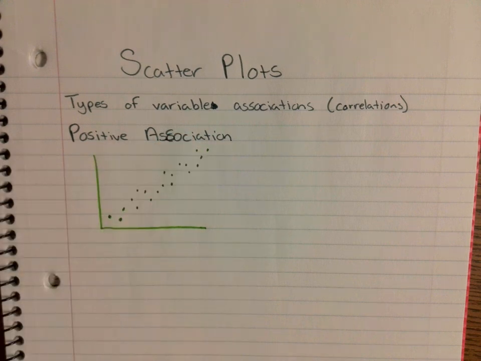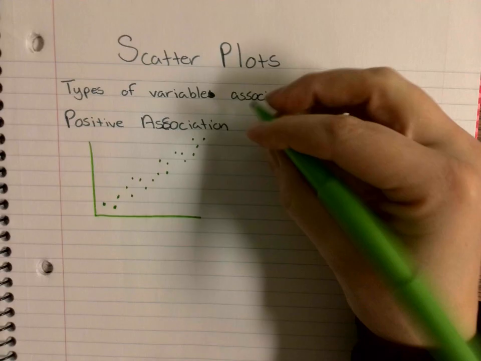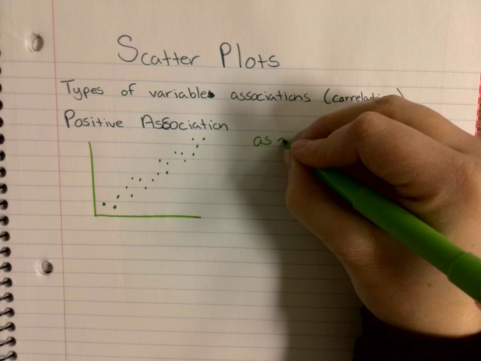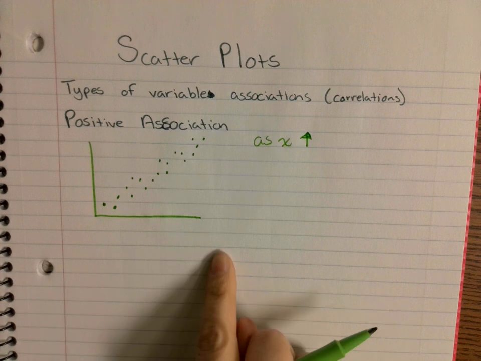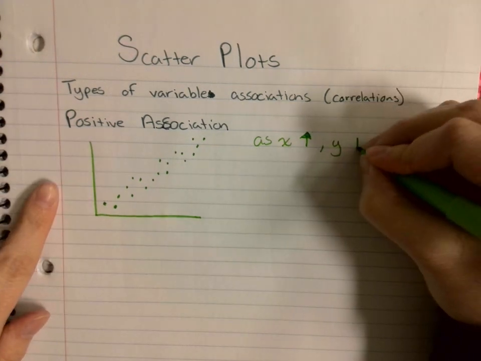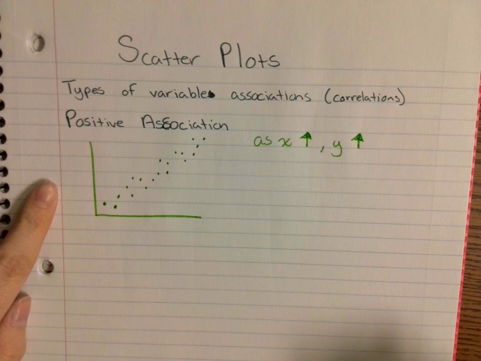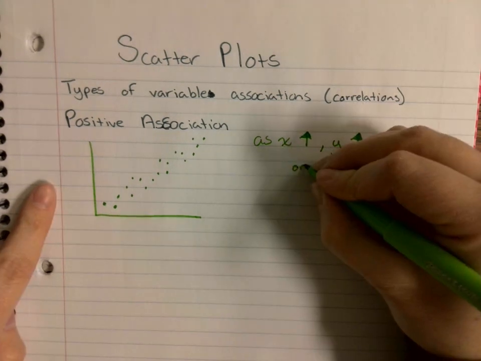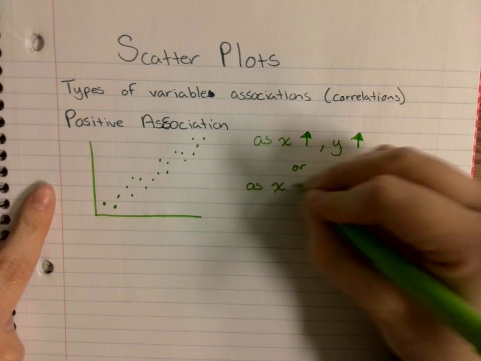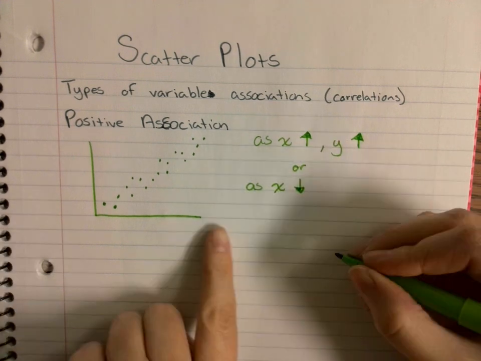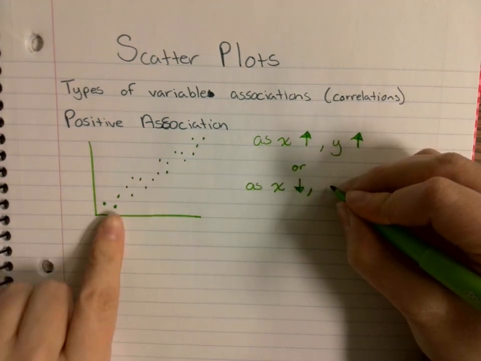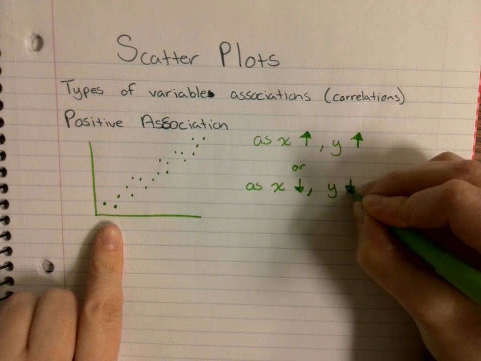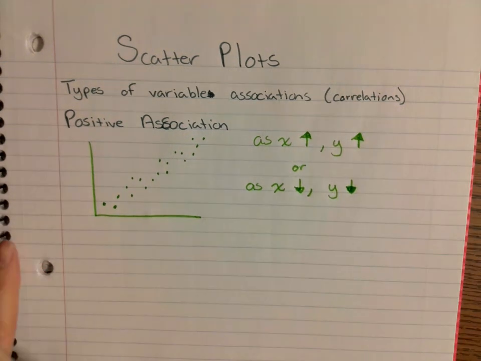So positive association is the same thing. The positive means that as your x is going up, as your x is increasing, your y value is also increasing. Or another way to look at it, as your x goes down, if I'm going backwards on my x, then your y value is also going to go down. So they have the exact same identical effect. That's what causes it to be a positive association.